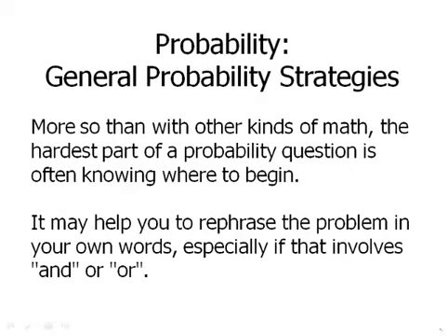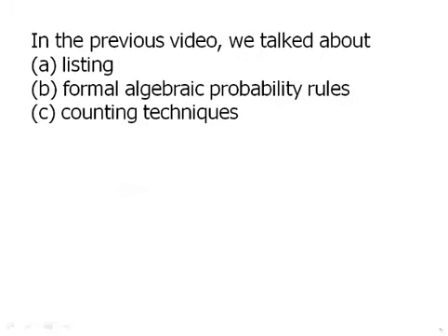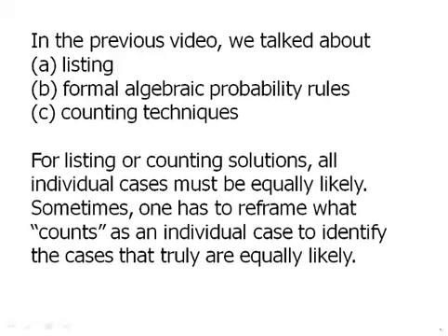In other words, if you can rephrase it and you wind up with and or or statements, that would be a very good suggestion that you'd be able to use the algebraic rules. So in the previous video, we talked about listing, formal algebraic probability rules, and counting techniques. These are the three broad categories of solutions. For listing or counting solutions, all individual cases must be equally likely.